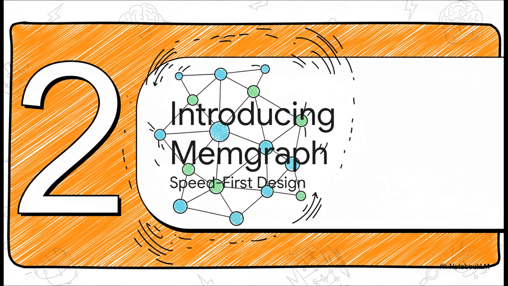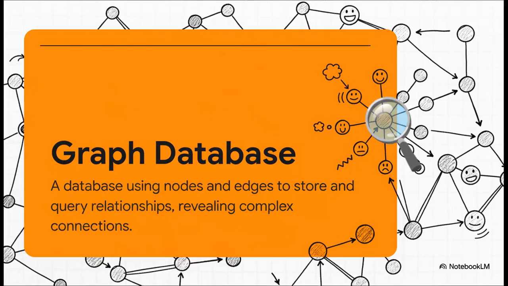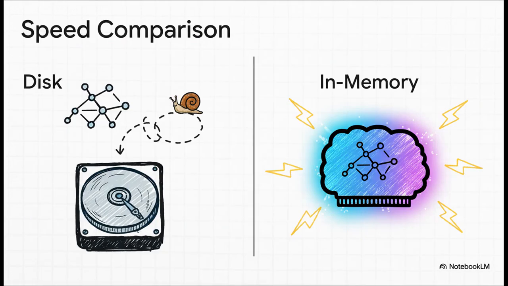Let's get into the graph database approach and see what makes Memgraph's design all about speed, right from the ground up. First off, what even is a graph database? It's actually pretty intuitive. Just picture a social network in your head. Every person is a node, and the friendships connecting them are the edges. A graph database is built from the ground up just to store and, most importantly, instantly ask questions about those kinds of relationships.